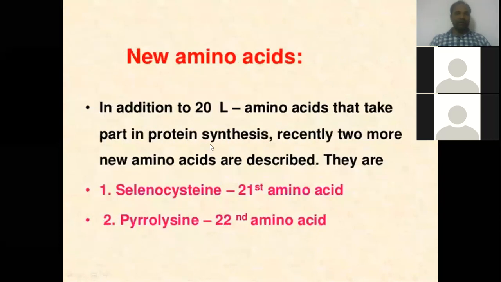Now, other than these 20 amino acids, मैंने आपको कहा था कि after the invention of 20 अमीनो एसिड्स के बाद में और 3 ऐसे अमीनो एसिड्स डिस्कवर हुए हैं कि जो प्रोटीन सिंथेसिस में पार्टिसिपेट करते हैं, ठीक है। That is total 23 basic amino acids which are involved in the process of protein synthesis. So here comes they give some information related to the new amino acids. In addition to the 20 L-amino acids that take part in the protein synthesis, recently the 2 more amino acids, new amino acids are described.